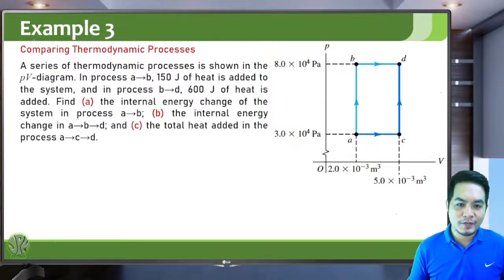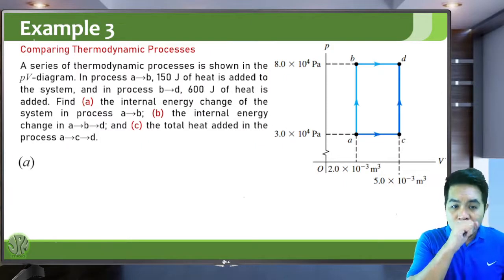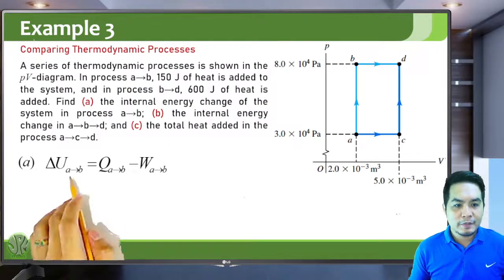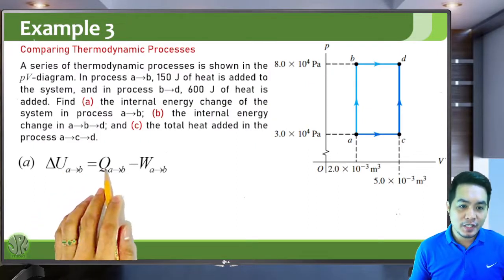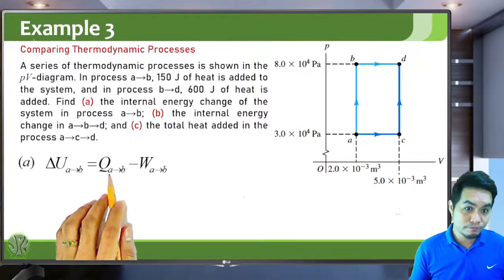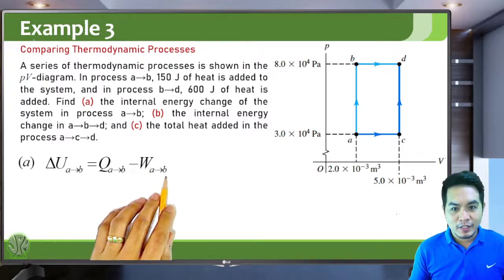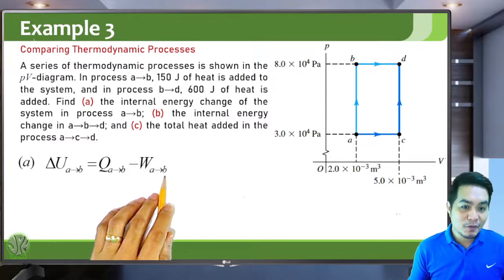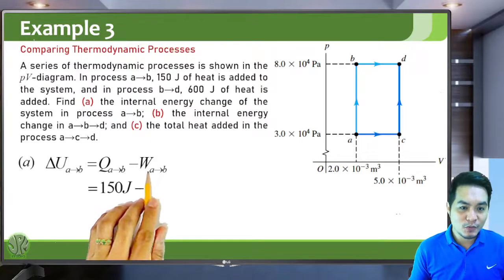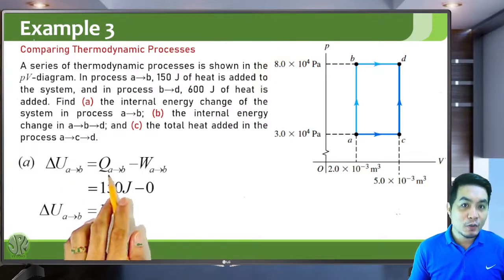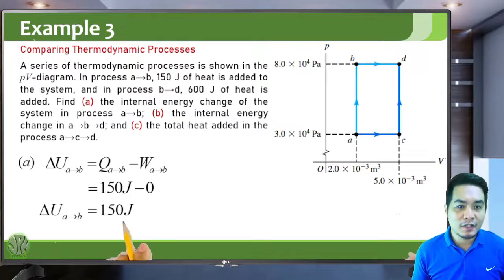So let's first start with the first problem, letter A. The internal energy change of the system in the process A to B. In the process A to B, the change in internal energy is just the heat absorbed by the system from A to B minus the work done in A to B. Since this is an isochoric process, meaning there's no change in volume, the work here is 0. So the change in internal energy from A to B is just equal to the heat absorbed by the system, 150 joules. That is given in the problem.